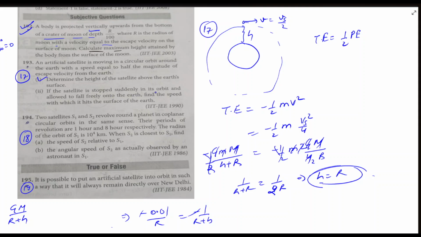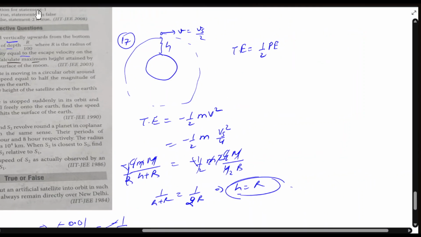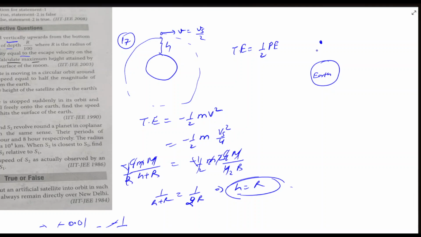If the satellite stops suddenly in its orbit and is allowed to fall freely onto the Earth, find the speed with which it hits the surface of the Earth. So again, an easy question. So look, this is our Earth, right? And the particle is here, and this H is R. So we can write initial total energy equal to final. So total energy initial equals to, this is the final point, right? Total energy final.